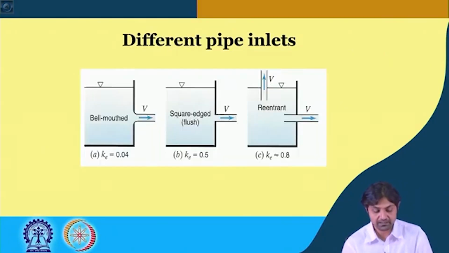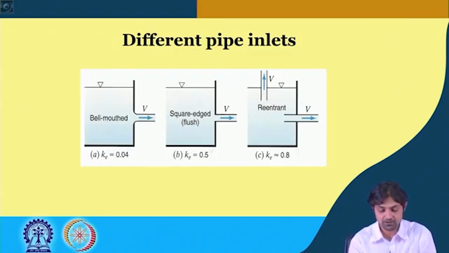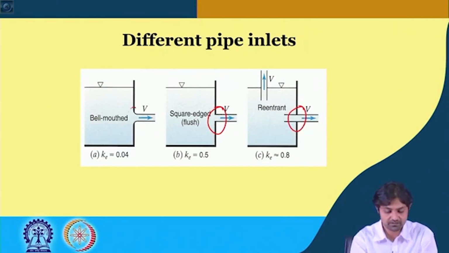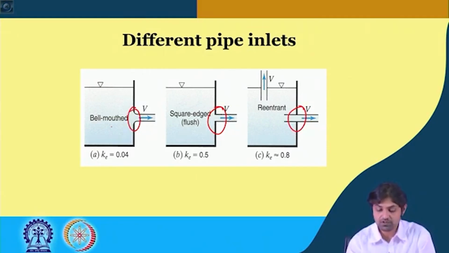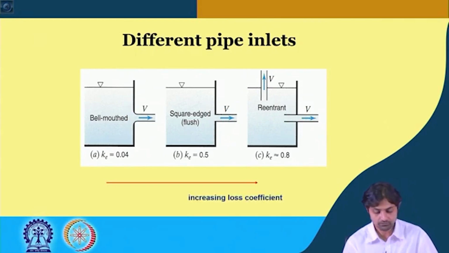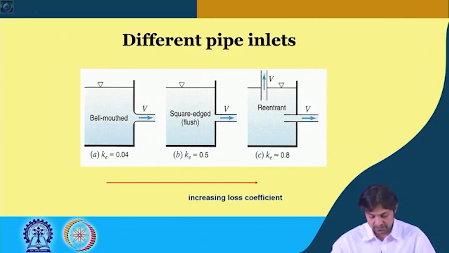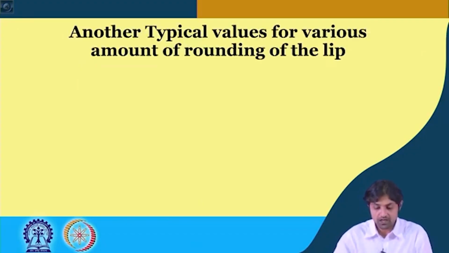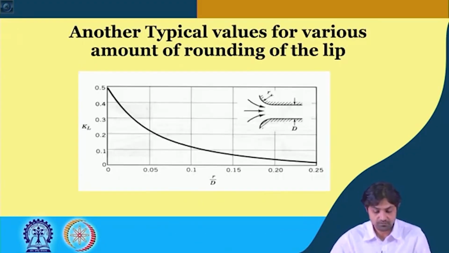Now different pipe inlets, again the same thing, you see K inlet, K entrance. So these many values you cannot remember. So only the most common ones, the ones which I have been telling, try to remember those. So increasing loss coefficient has been demonstrated here like this. Other typical values for various amounts of rounding of the lip, you see, these are based on all the different experiments that people have done.